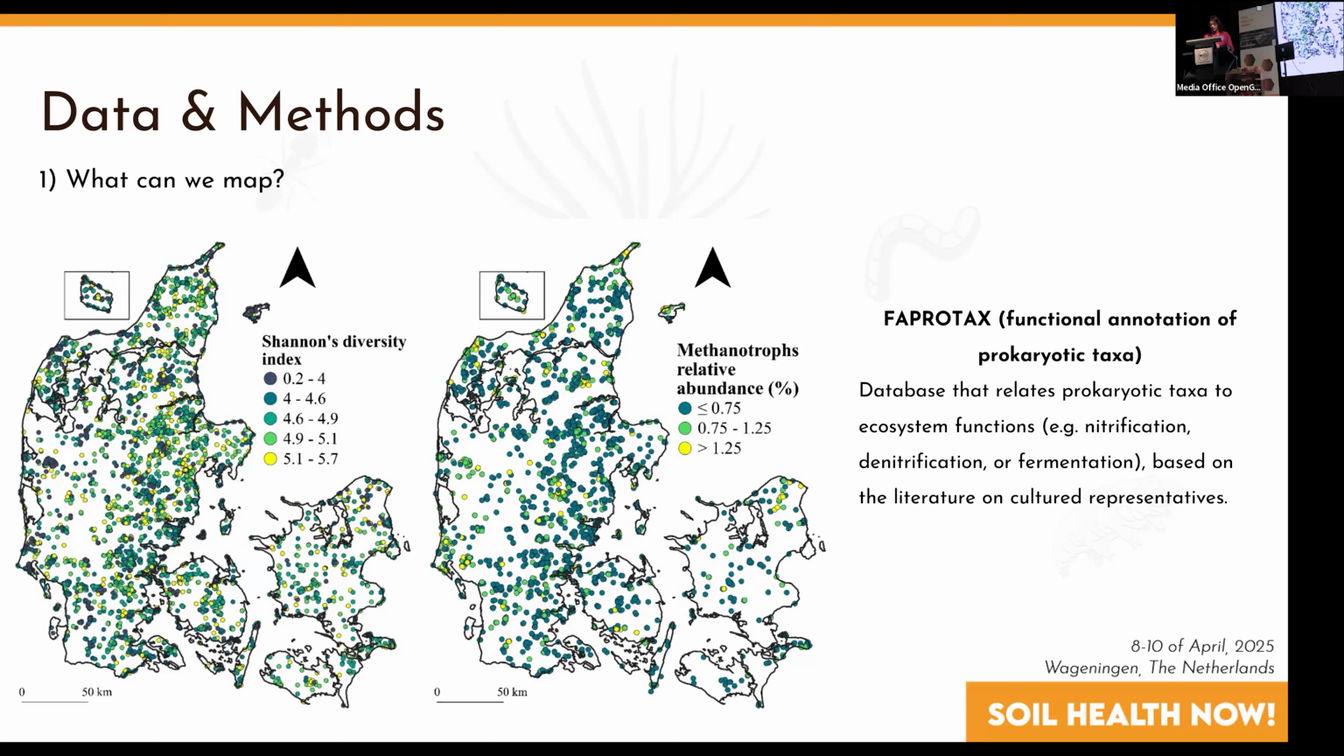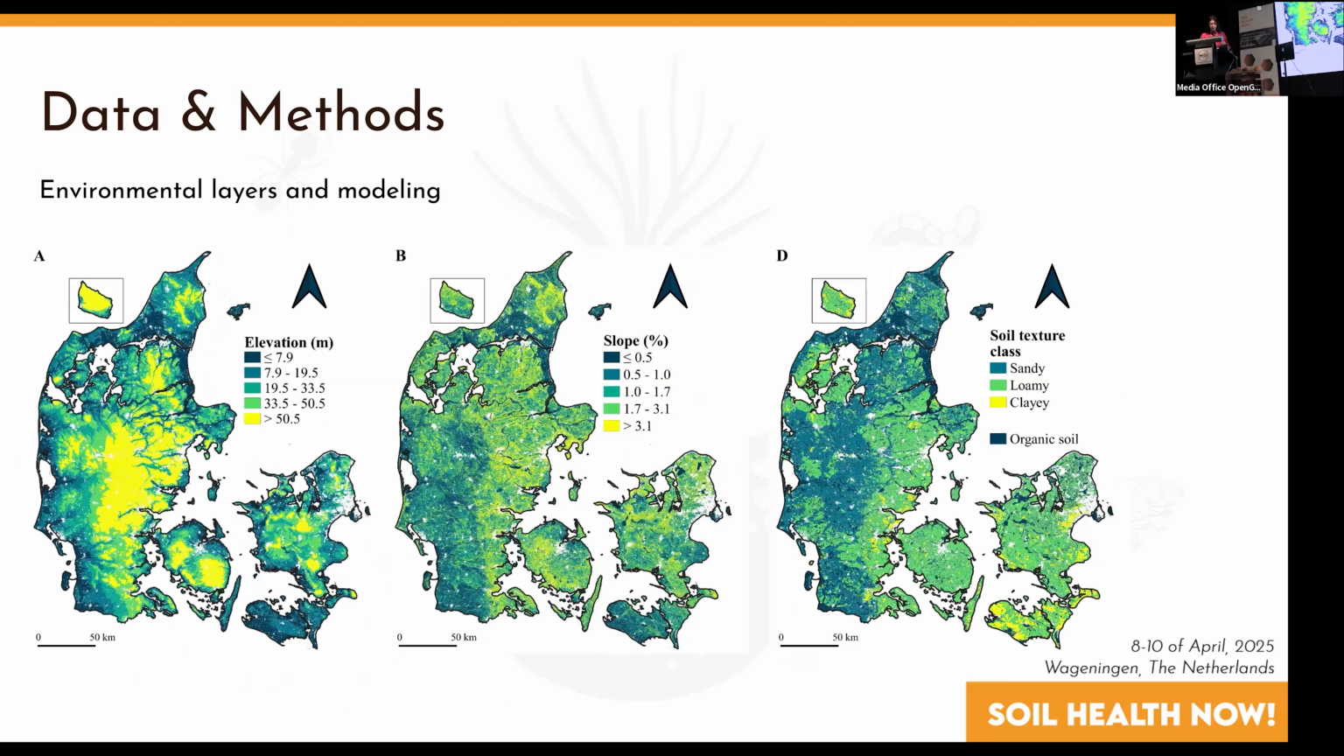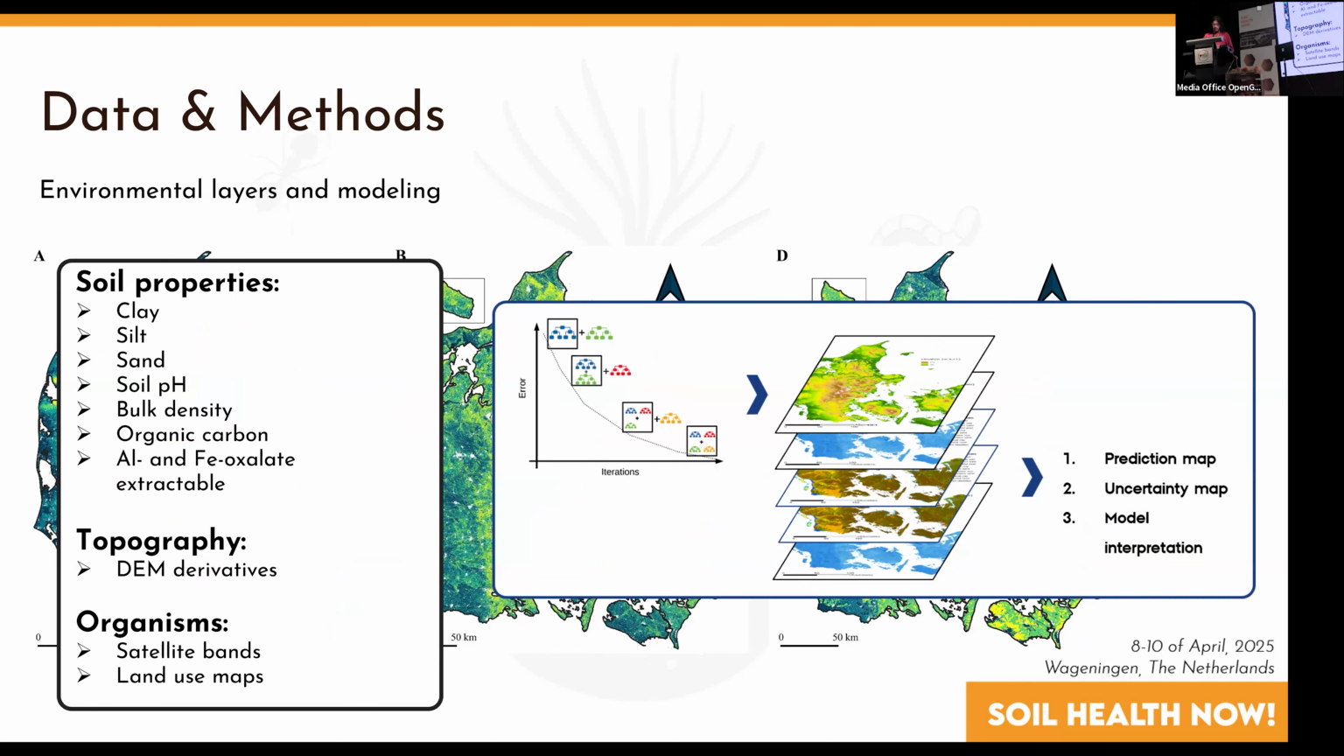And this is just an example of the relative abundance of methanotrophs. So we also have some environmental layers in Denmark. You can see some examples here. We have elevation, slope, soil textural class in a very coarse representation, and the presence of organic soils. Along with these maps, we could also include some other soil properties: bulk density, texture, pH, organic carbon, some topography derivatives, organisms represented as satellite bands, and land use maps.